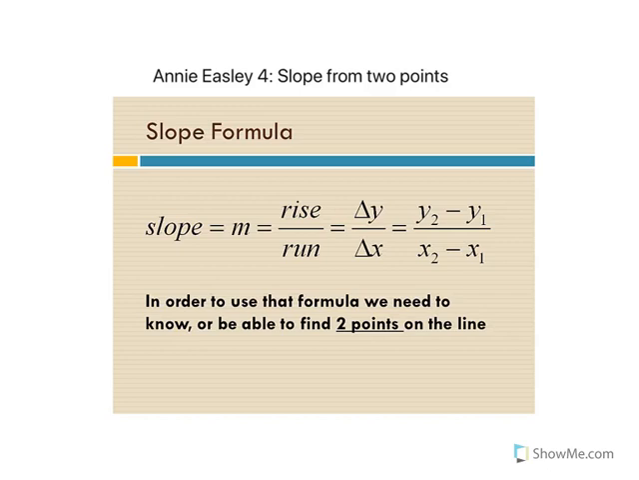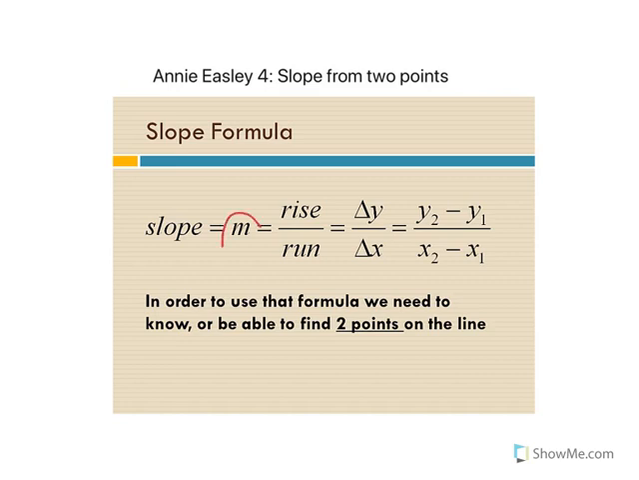Annie Easley 4, slope from 2 points. This visual shows you the slope formula, which is what we're going to use to find the slope from 2 points. We're not going to use a graph. We're going to have 2 points that we are given, and we were given them in a coordinate pair.